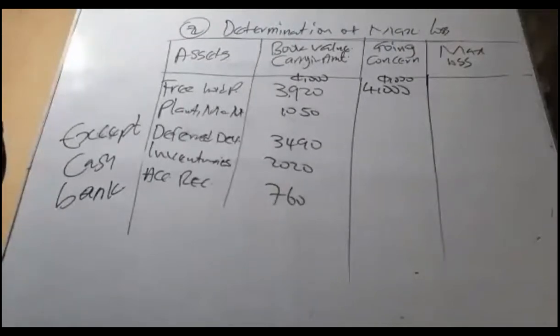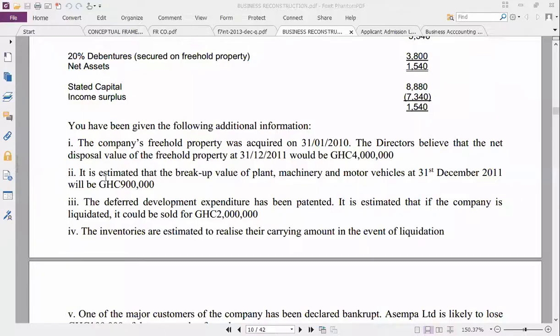Now let's continue. Note 2: it is estimated that the breakup value for plant, machinery and motor vehicles at 31st December 2011 will be 900,000. Perfect. So 900,000.